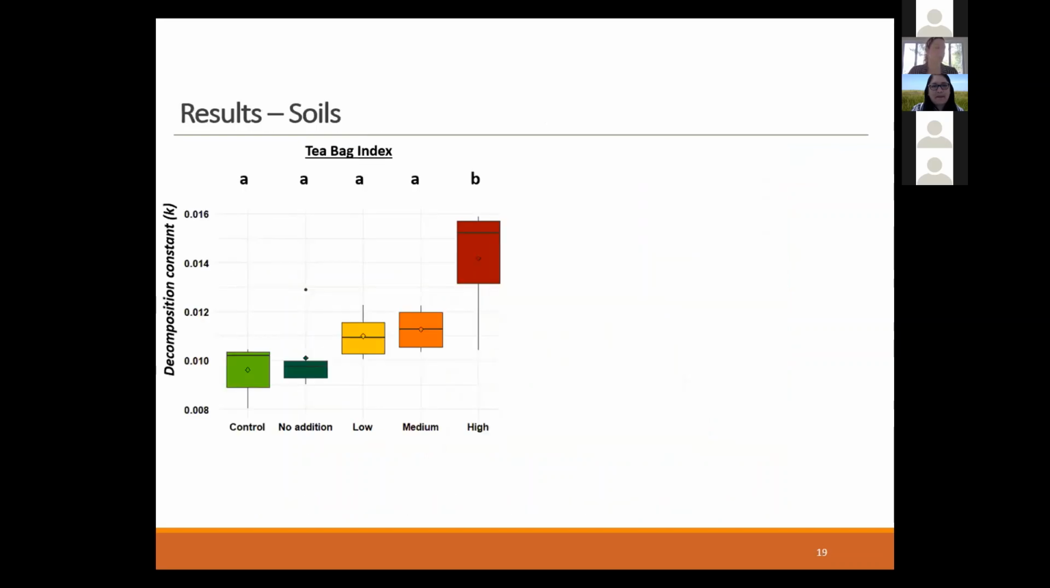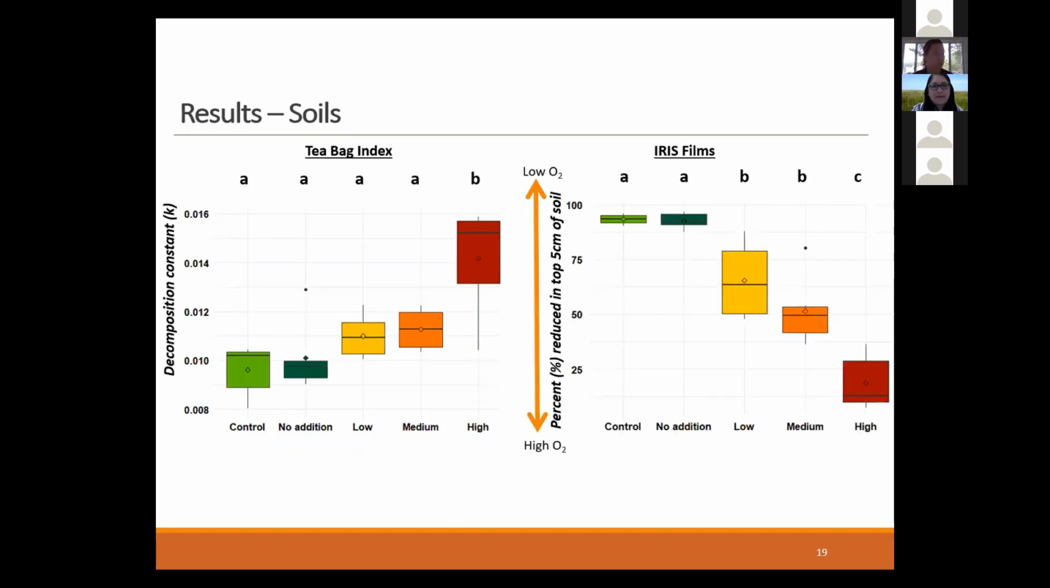Looking at decomposition, I used a method called the TBAG index. It uses a standardized substrate for measuring decomposition, so you can compare decomposition rates across ecosystems. We didn't see any differences across most treatments except in the high treatment, which when you pair that with the redox data, it's really interesting to look at how the treatment affecting redox affected soil organic matter decomposition, where more oxidizing conditions promoted more soil respiration and decomposition.